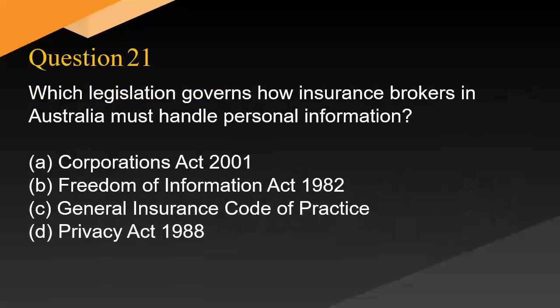Which legislation governs how insurance brokers in Australia must handle personal information? A. Corporations Act 2001. B. Freedom of Information Act 1982. C. General Insurance Code of Practice. D. Privacy Act 1988.